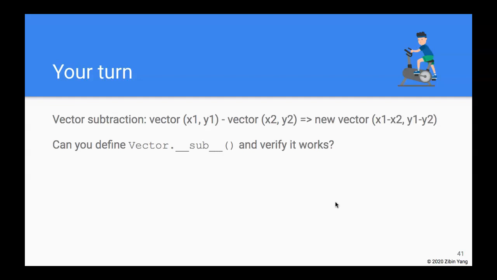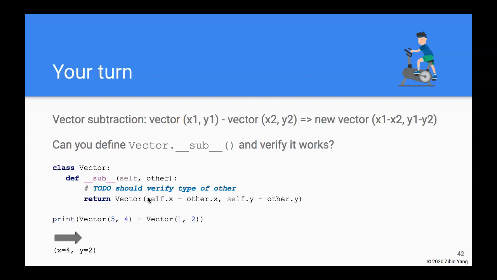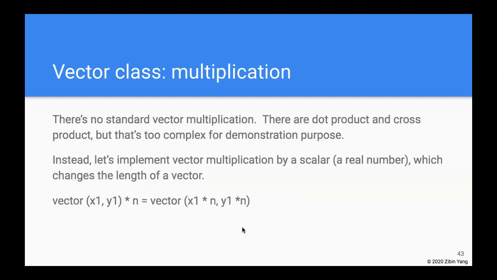All right, so hopefully you've done that, and here is the code, fairly straightforward. And here I didn't do the type check, but it's good practice to do so. So next, let's try to implement multiplication for vectors.